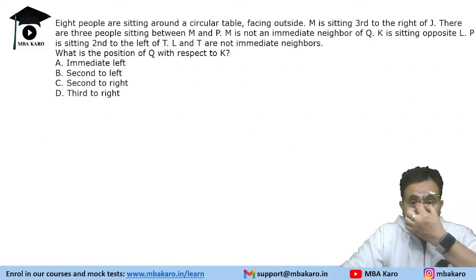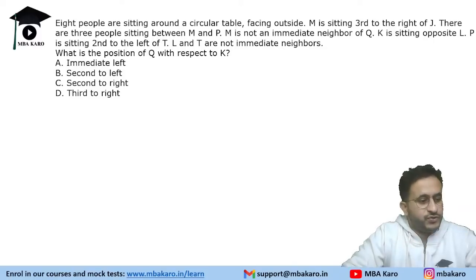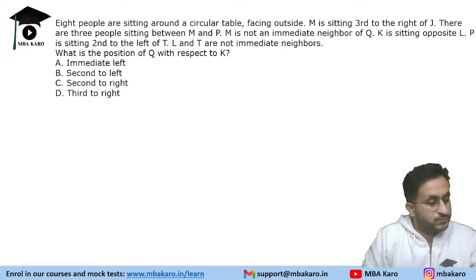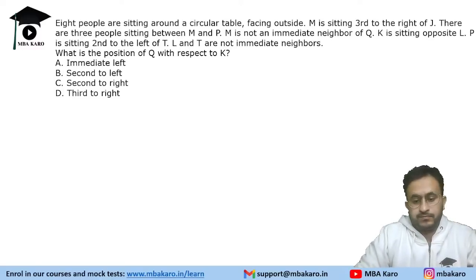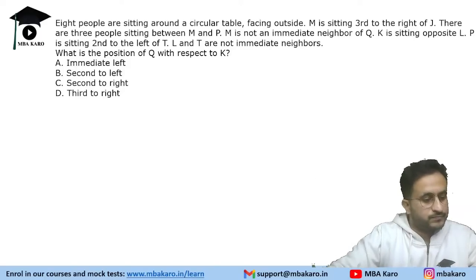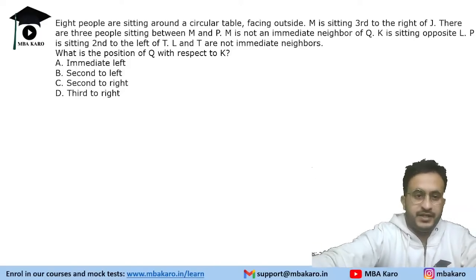8 people are sitting around a circular table facing outside. M is sitting third to the right of J. There are 3 people between M and P. So try to solve this puzzle. So make the arrangement of these 8 people and answer the question.